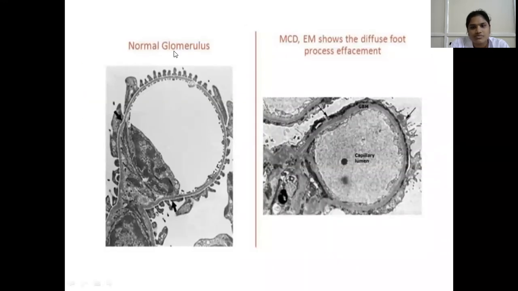Same picture I'm again showing you. This is the normal one, and here the foot processes are lost. This is the glomerular basement membrane. This is the capillary lumen.